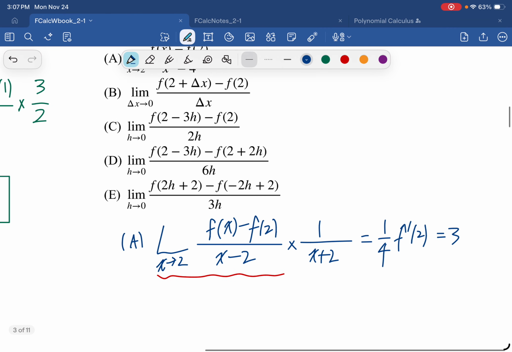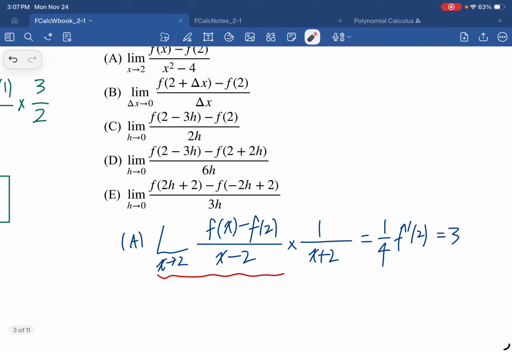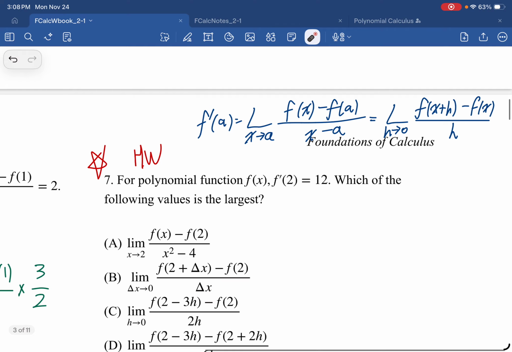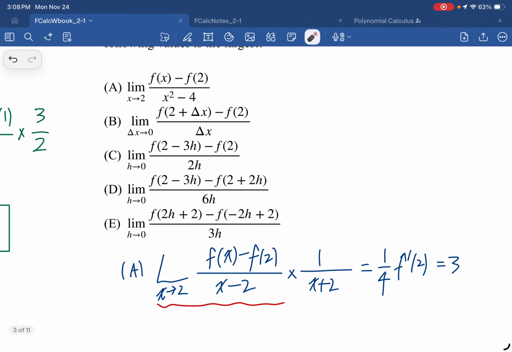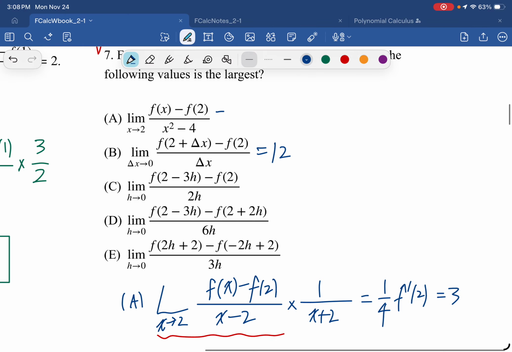So B, we have f of 2 plus delta x minus f of 2 over delta x. So remember that 2 plus delta x minus 2 is simply delta x, and this exactly is the definition written here, right? So this is literally going to be just 12 without any modifications.